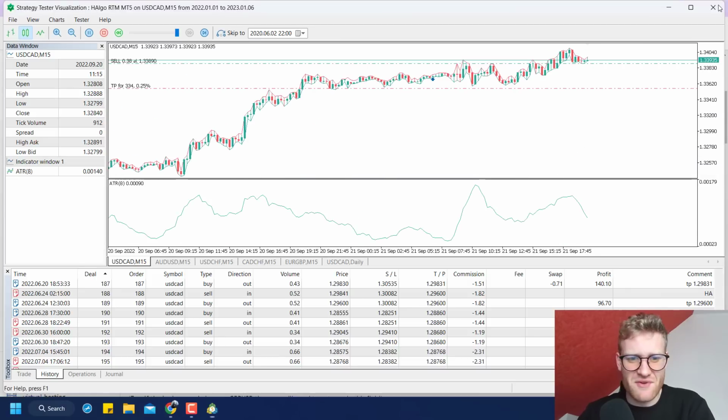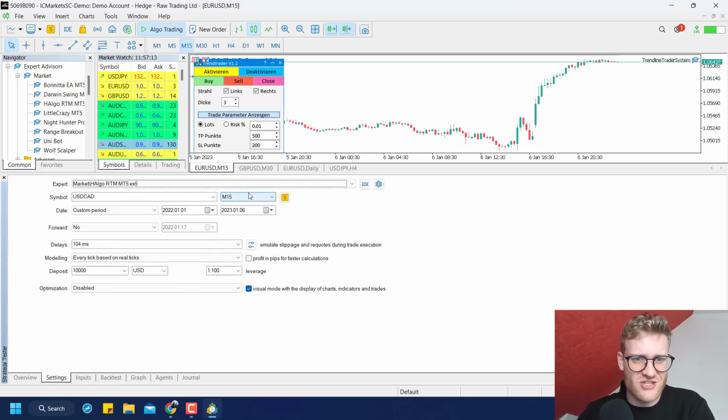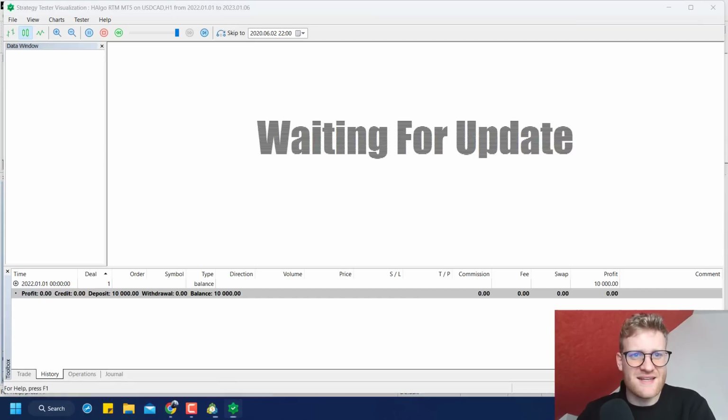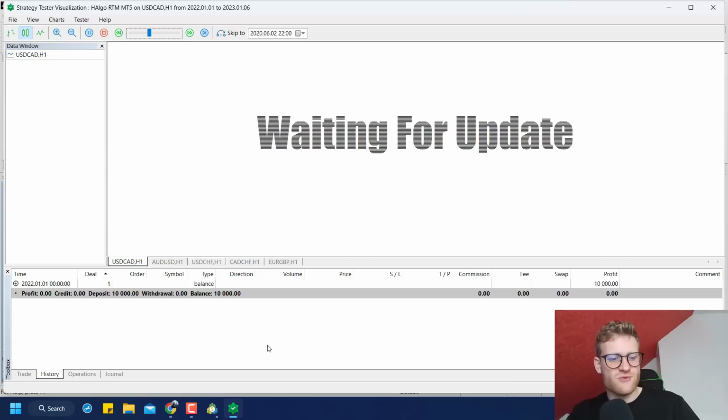Maybe this changes everything. So let's go back to the strategy tester and let's change this to the 1 hour chart. USD CAD, 1 hour, let's go. Still testing the last year, and let's have a look at this. Will make a difference, and maybe we can see more symbols traded now. But I think overall the strategy will stay kind of the same.